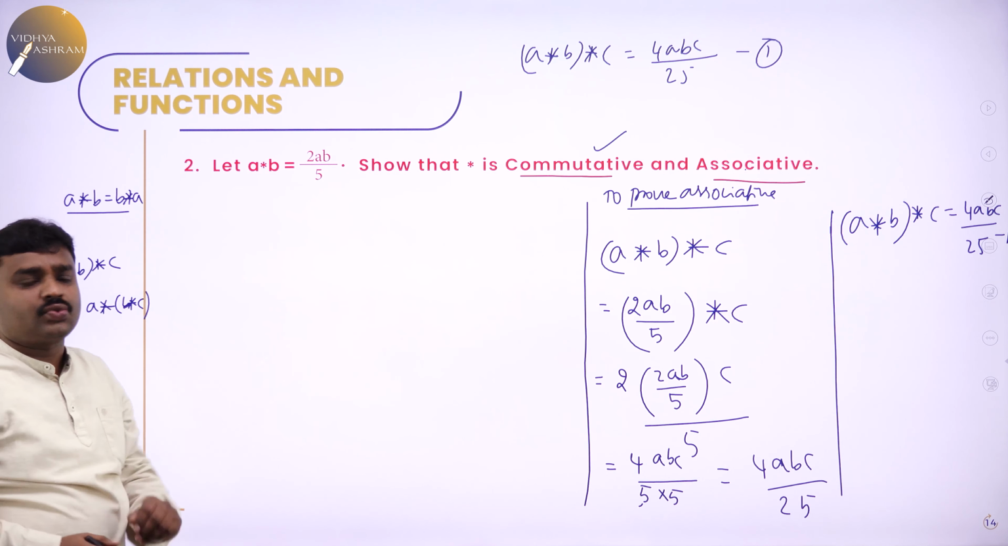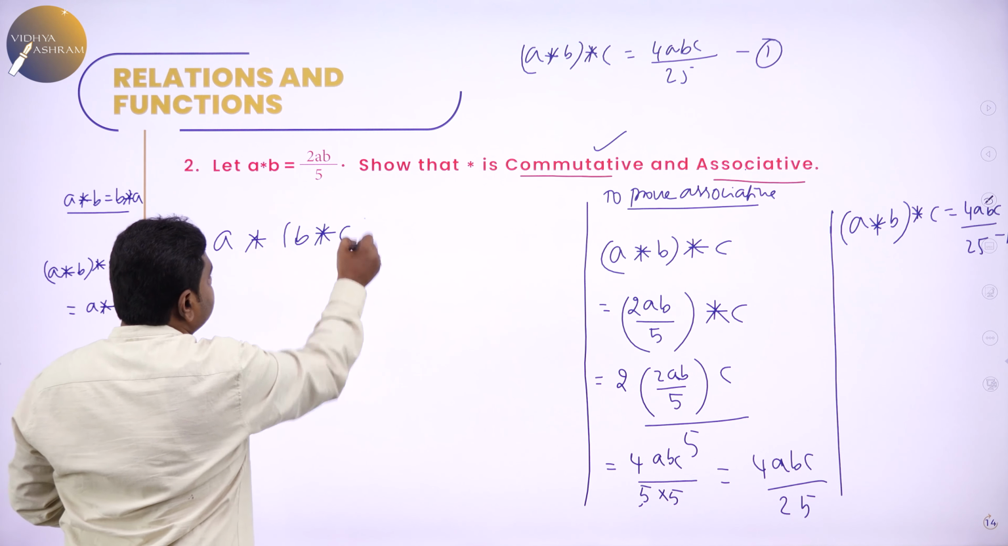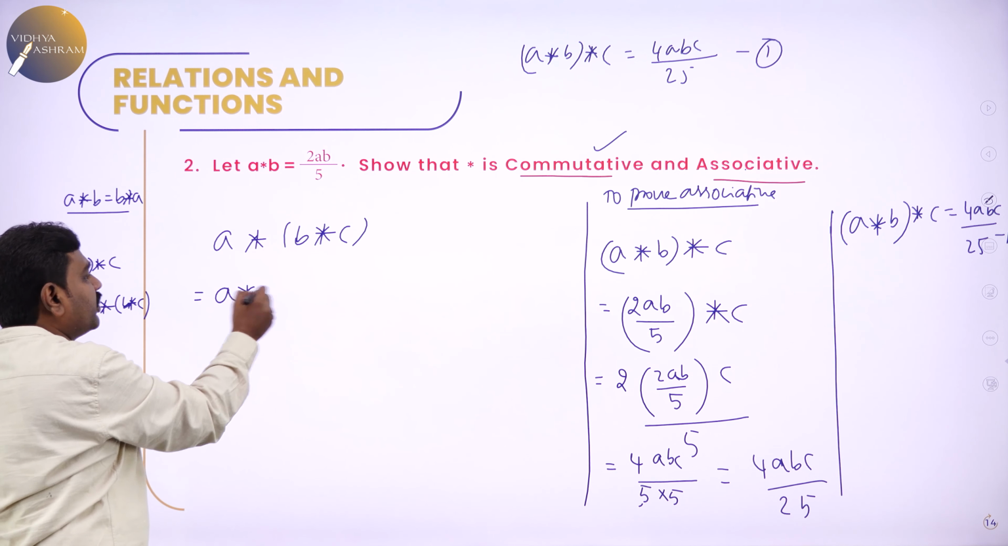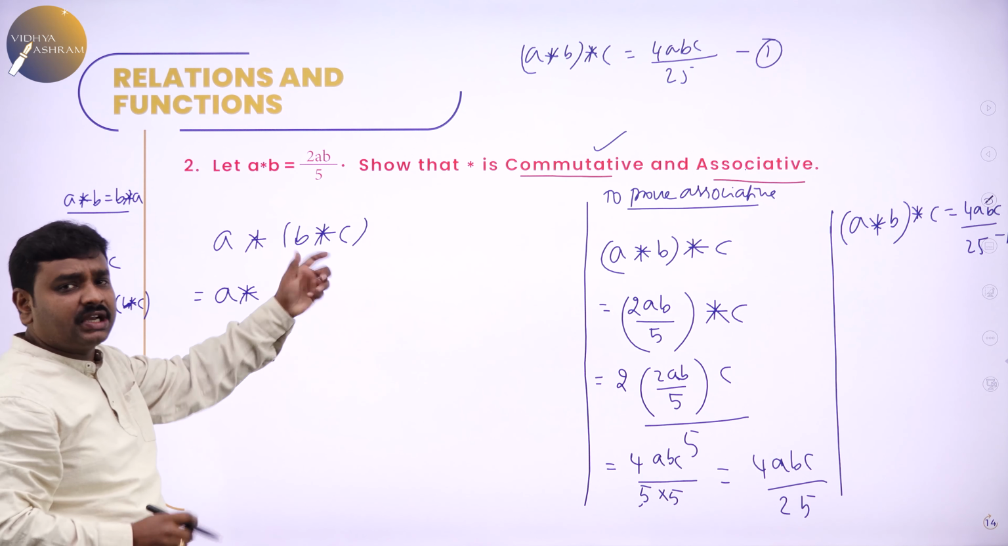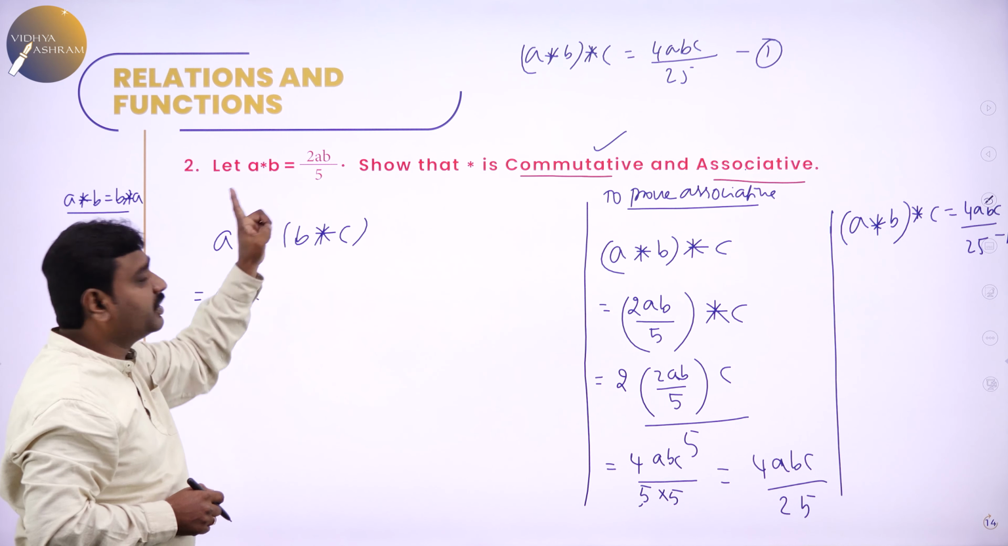Now we will go to the RHS. What is RHS? A star B star C. In the brackets we will put B star C, and A star, let it be. How to find B star C? Logic is simple. Read this. First element star second is 2 times first into second by 5.